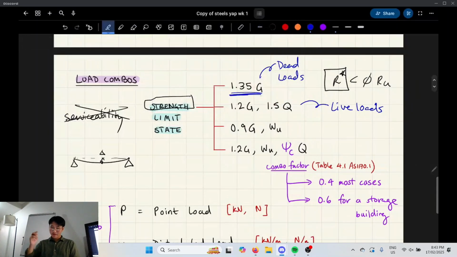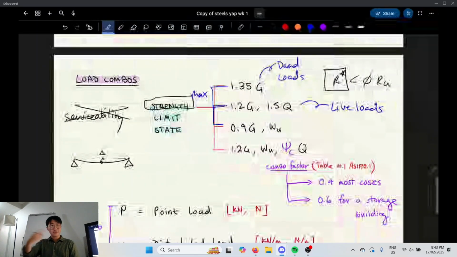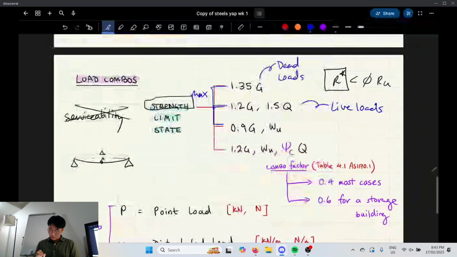So we take the worst case scenario, we're going to take the maximum of all these cases. We calculate 1.35G, 1.2G, and 1.5Q, summed up. 0.9G and wind, this is wind loading.